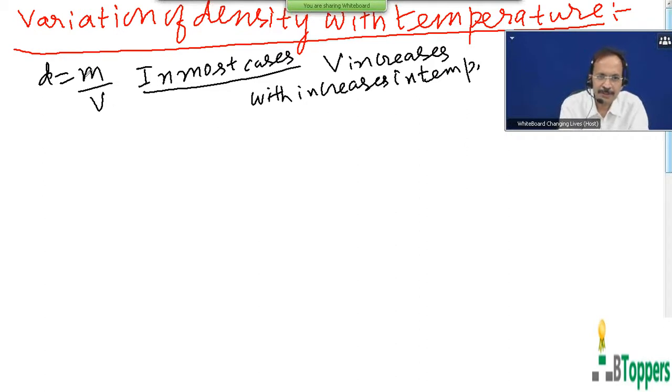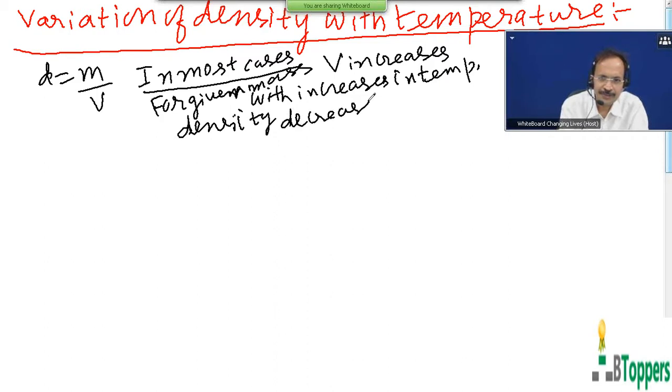But the mass of the substance remains the same if the volume increases. That means for a given mass of the substance, the volume of the substance increases with increase in temperature. Therefore, the density of a solid or liquid decreases with increase in temperature in most cases.